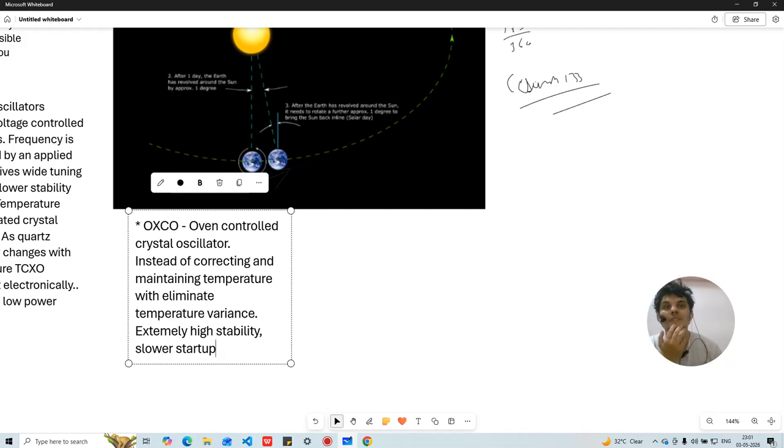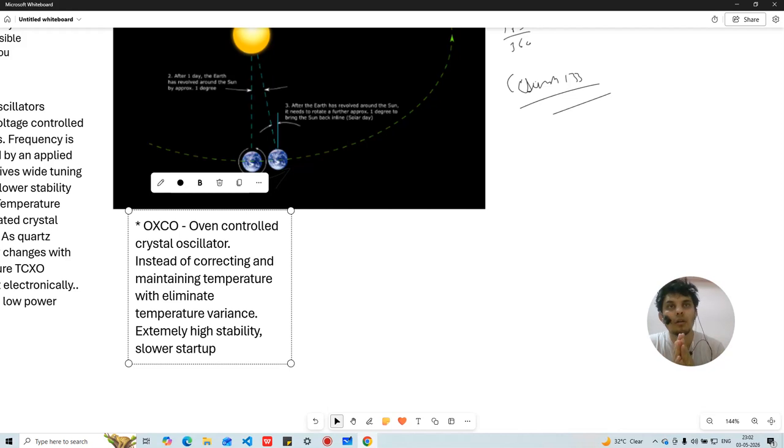Okay, so output central frequency, we have atomic clocks, 1 ppb. What is 1 ppb? 1 ppb means 1 part per billion.